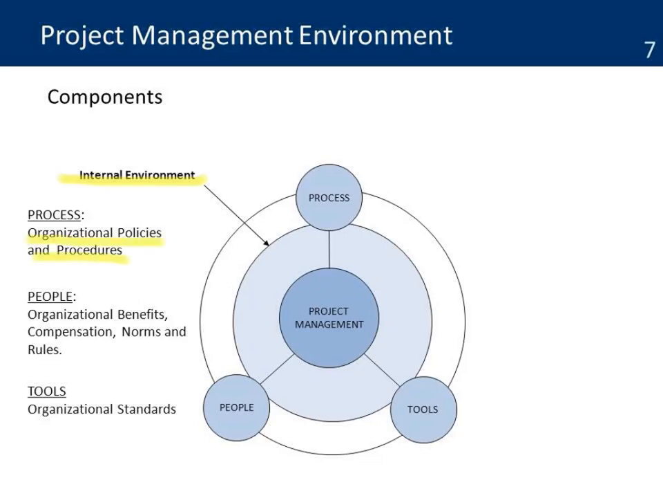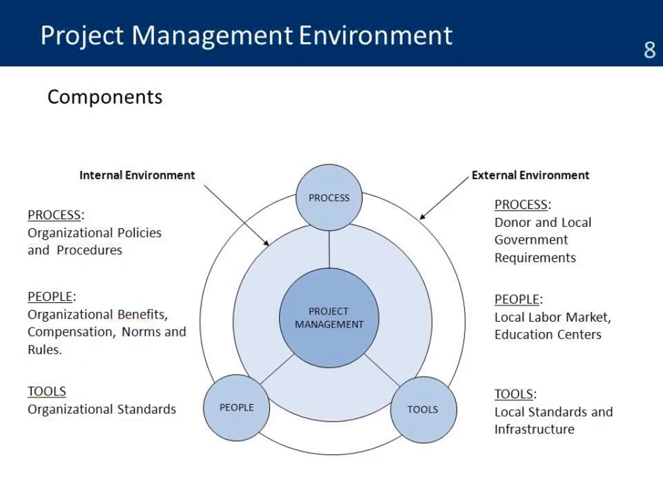On the component of people, we have what organizational benefits are available, compensation, norms, and rules that deal with people management, and the tools or organizational standards available for the project. On the other element, in the external environment, we also have components for process, which is the donor and local government requirements. On the people component, we have the local labor market and education centers available that also limit or provide the expertise needed on the project, and the tools or the local standards and infrastructure.